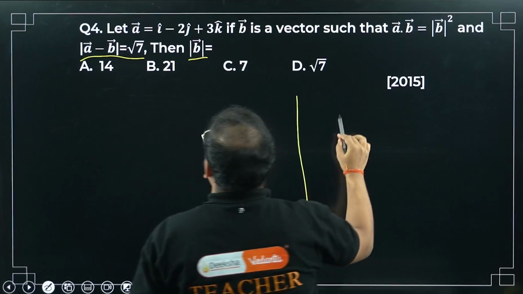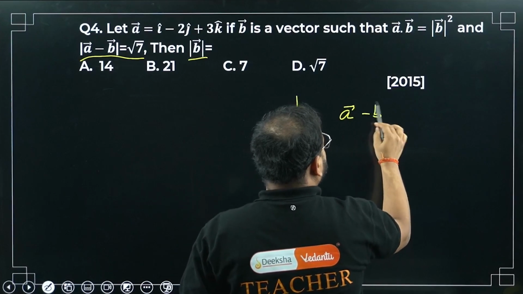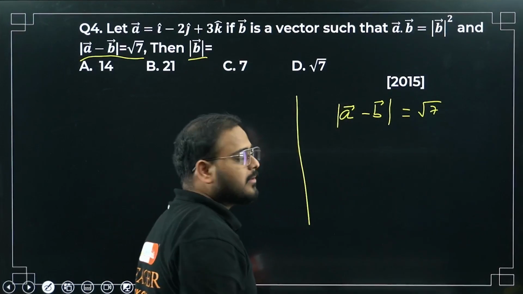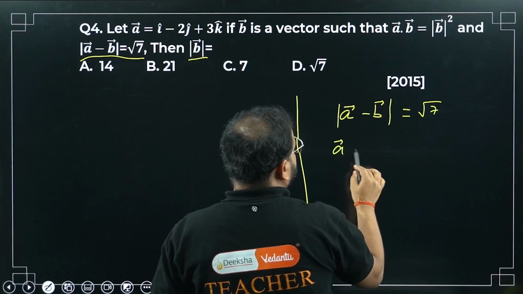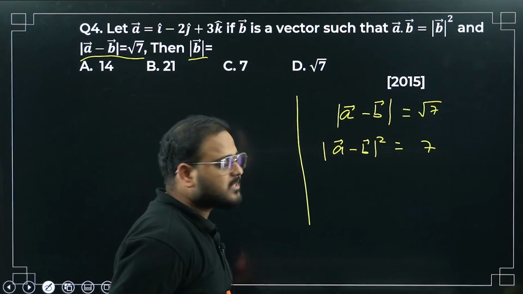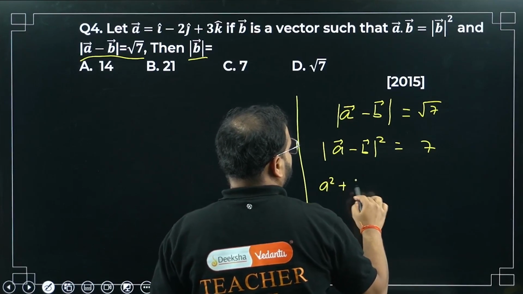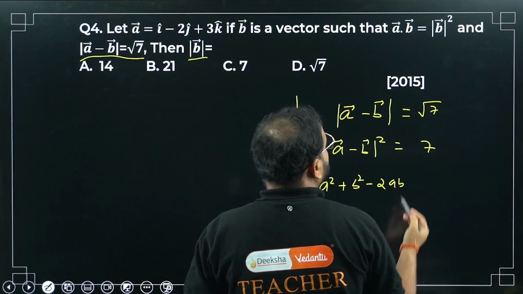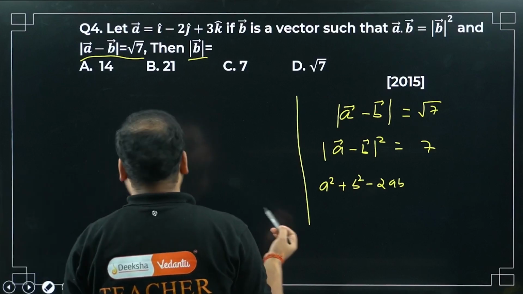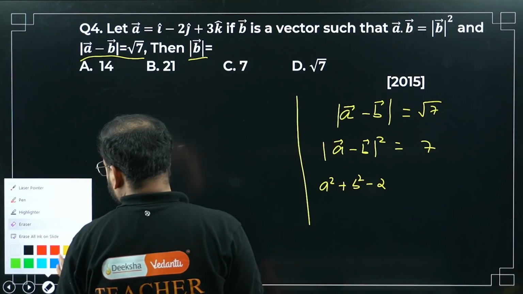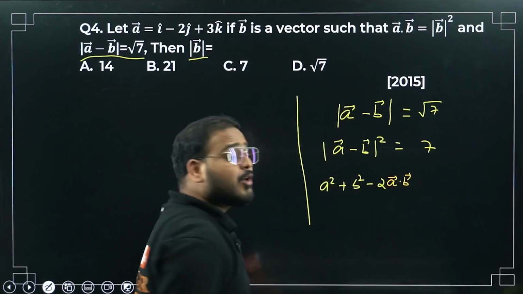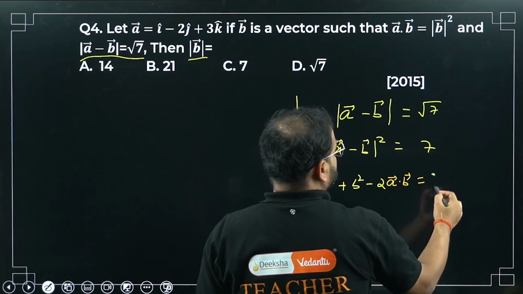You'll see. So vector a minus vector b, the magnitude is root 7. Please take the whole square on both sides. So it'll be the whole square equals simply 7. You know this. This will become a square plus b square minus 2ab cos theta. I don't have to write that, because the angle is unknown, so I can simply write ab cos theta as a dot b. Equals 7, sir.